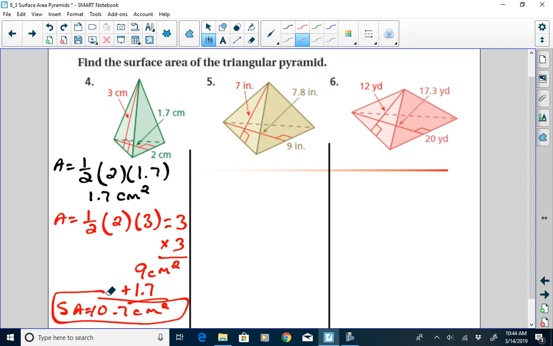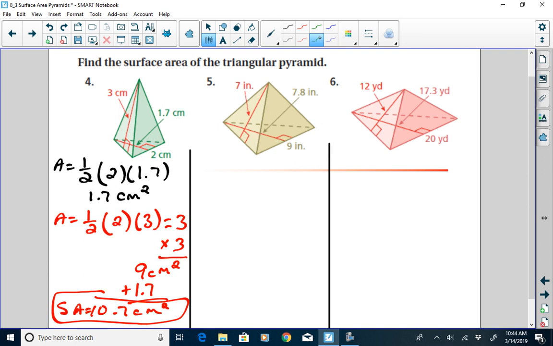All right, so just to review, we find the area of the triangular base using 1/2 base times height, and then we find the area of the triangular face using 1/2 base times height. All 3 of these triangular faces are the same because we have an equilateral triangle, so I just have to find the area once, multiply that by 3, and I get what's called my lateral area, which is the area of the triangular faces. All right, let's take a look at the next example.